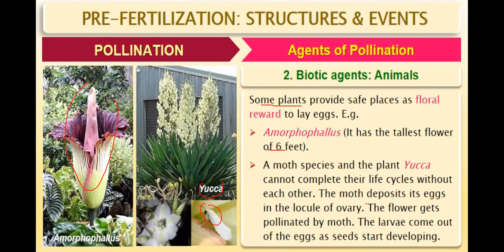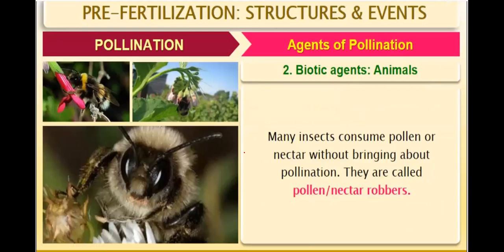The moth deposits eggs in the locule of the ovary. The flower gets pollinated by the moth. The larvae come out of the egg as seeds start developing. Many insects consume pollen or nectar without bringing about pollination. They are called pollen or nectar robbers. They feed on the nectar, but they don't bring about pollination. So they are known as what? Pollen or nectar robbers.